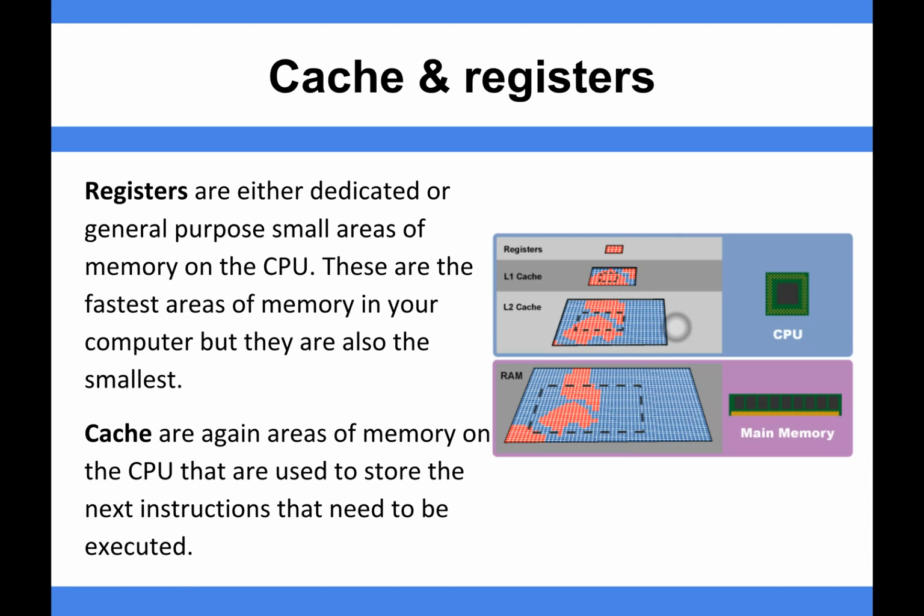So the key things to know, they're all on the CPU itself. As you go up from registers to L1 and L2 cache, they get further away from the CPU, which makes them slower. But the upside is they get larger in size, so they can store more data.